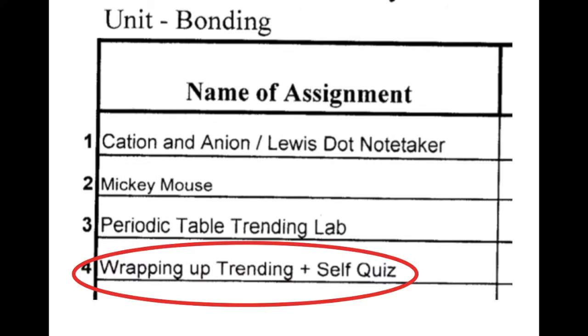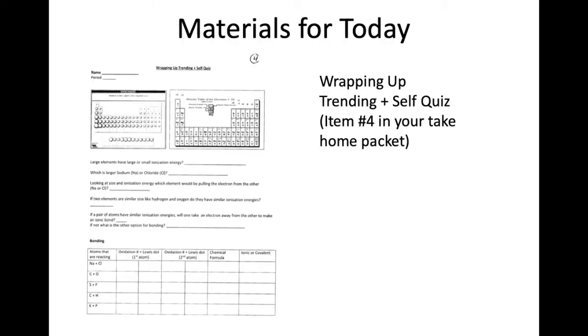If you have your bonding take-home packet out, we are now on to assignment number 4, titled Wrapping Up Trends plus Self-Quiz. It should look like this, and you should take out that material for today because we're going to start by taking a few notes on the front side of the piece of paper.